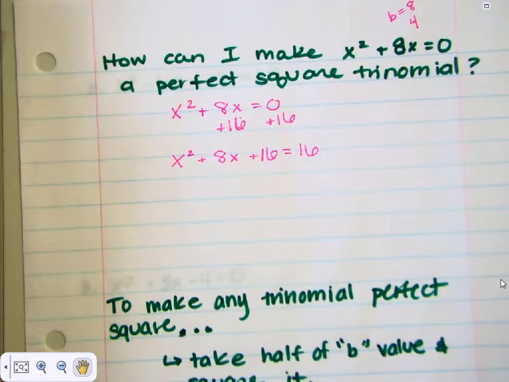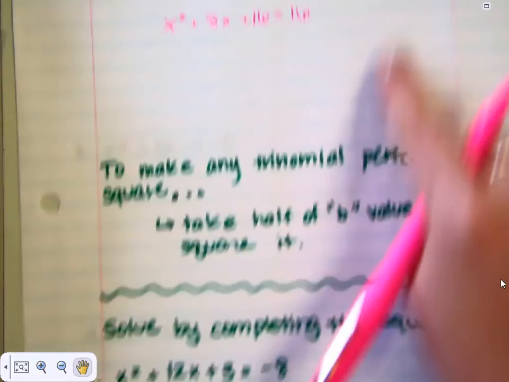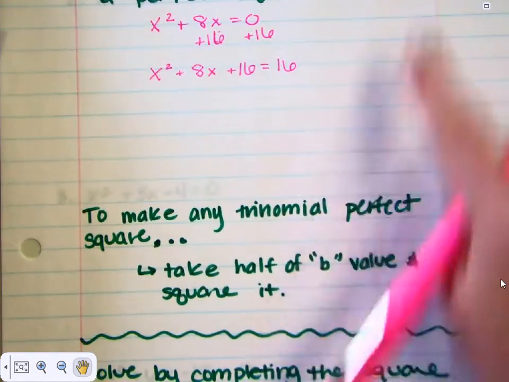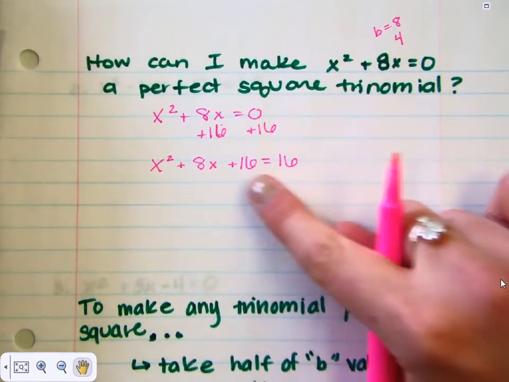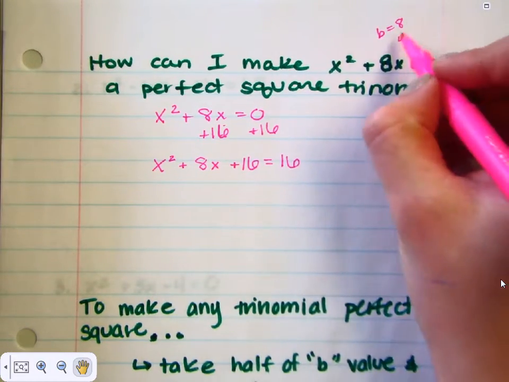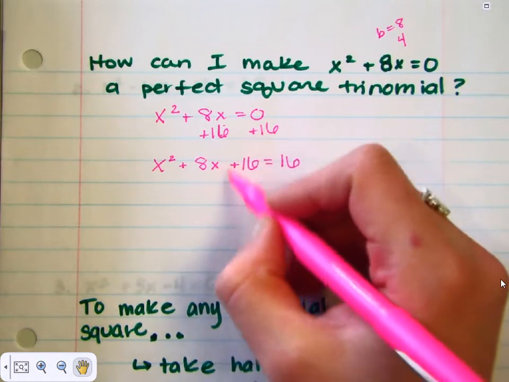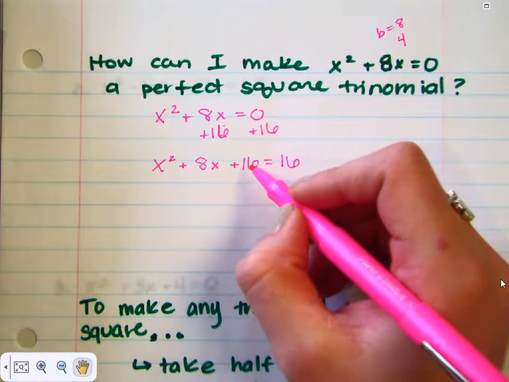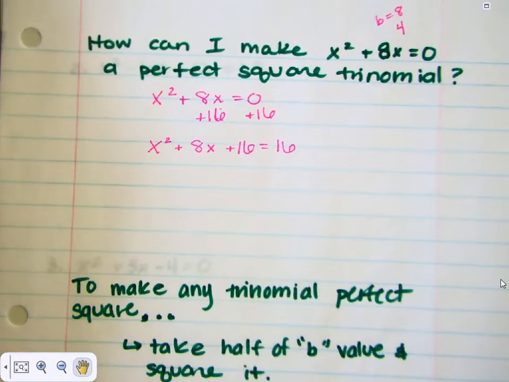To make any trinomial a perfect square, I can take half of the B value, like we did. We took half of 8 and made 4, and then we squared the B value, 4 squared was 16. And the squared value is always going to be a positive number, because even a negative number times a negative number is always going to be positive.